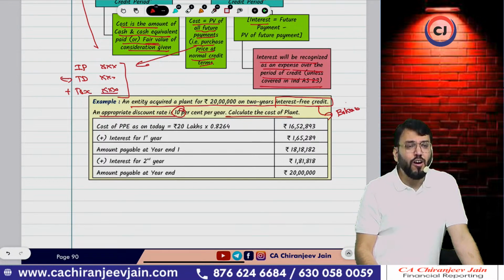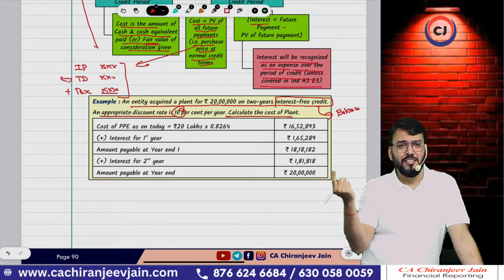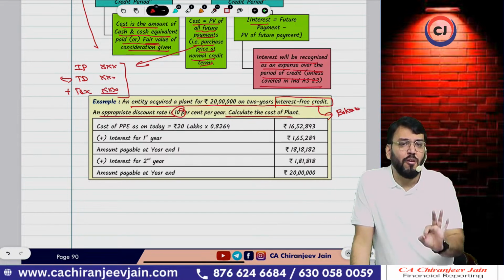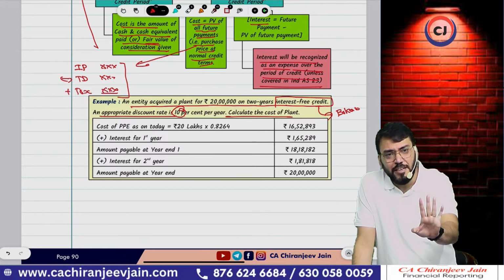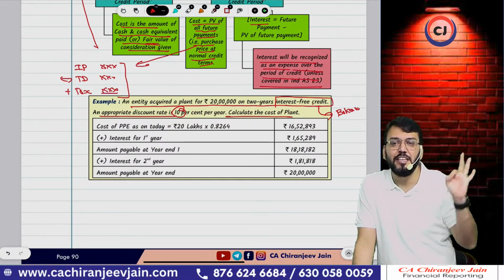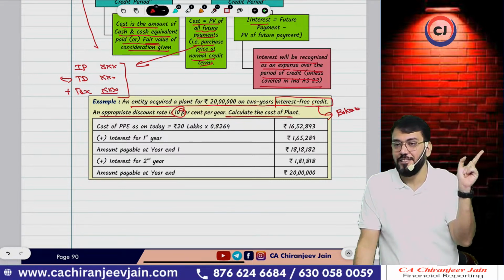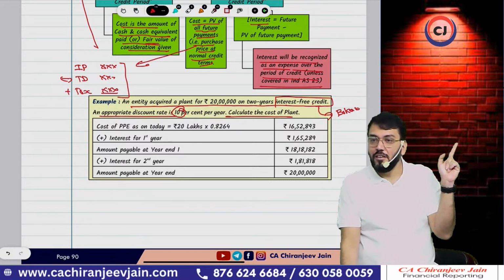Bakwas na. This is contract. Contract can be anything. Contract may be anything now, but we need to do as per substance of a form. 2 years is more than normal credit period. So of course, it will always include some interest element. Even though it is given interest free, it is not interest free.